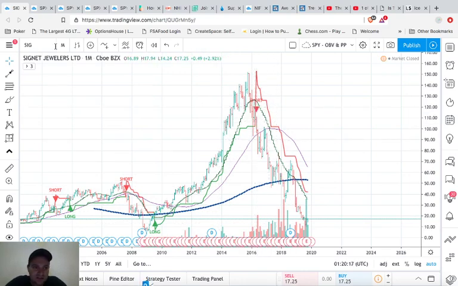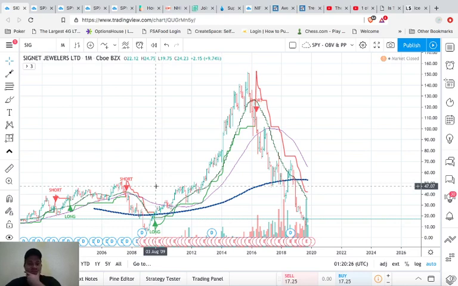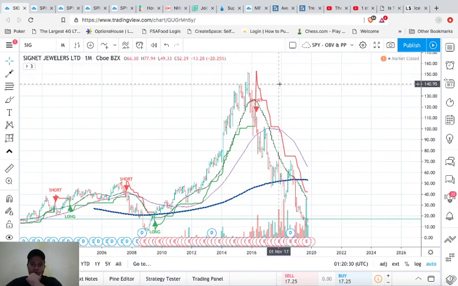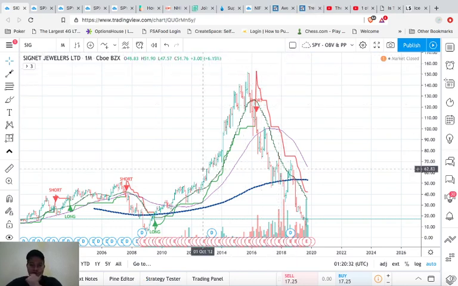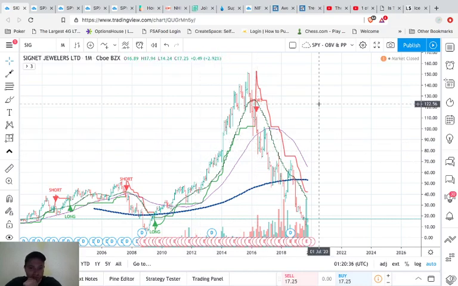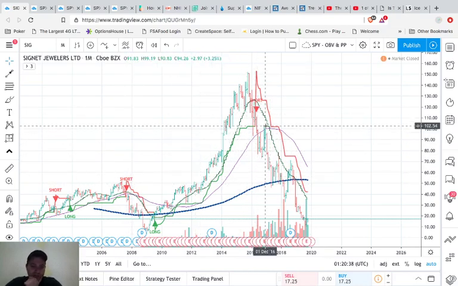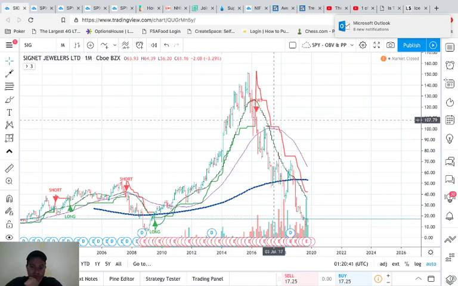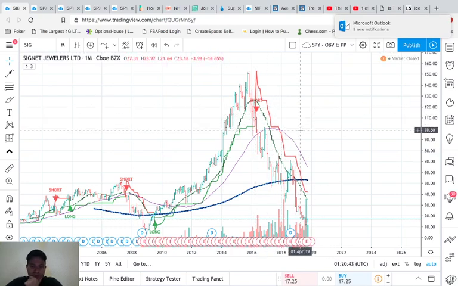This is obviously Signet. This is a monthly chart, so a very long-term chart. I just thought you might find this interesting. I always find it kind of interesting to go back and see the stocks that I own, if I'd have known then what I know now, I suppose.